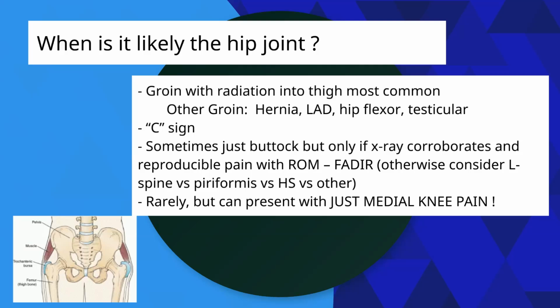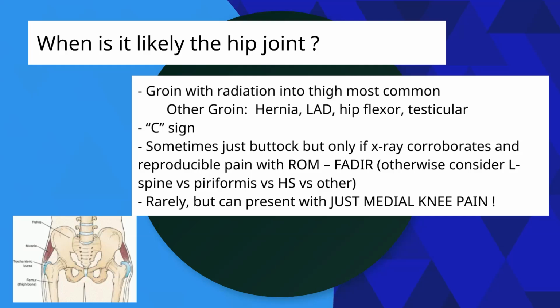So when is it likely the hip joint? These are some things that generally point to the hip joint as the actual source of the problem. Again, pain in the groin with radiation into the thigh, the front of the thigh, is the most common thing. But we really want to think about other things that can cause groin pain like we talked about. You can have hernias, you can have lymph nodes that are enlarged in the groin, you can have hip flexor irritation, and sometimes actually even testicular issues can be referred to the groin.